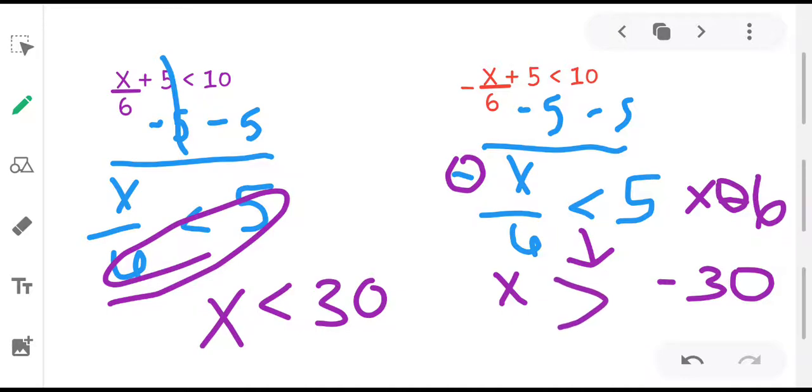You have to be very, very careful because when you do a lot of questions together at the same time, sometimes it's easy to forget to flip the inequality sign.